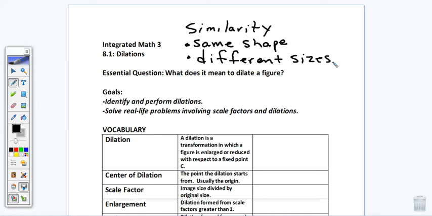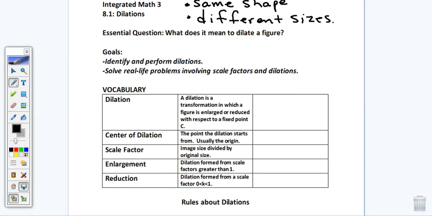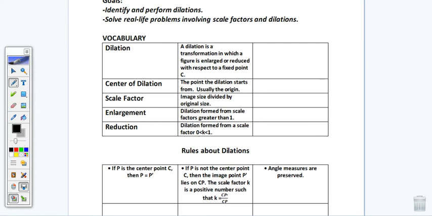So there's some relevance to this idea of dilation, right? Dilation means we're going to take a shape and make it bigger, keeping the shape the same, or make it smaller. That's exactly what we're doing today, kids. The definition says: a dilation is a transformation in which a figure is enlarged or reduced with respect to a fixed point C. You're going to see a lot of drawings. I'm just going to make a sketch here. You might have a point C.